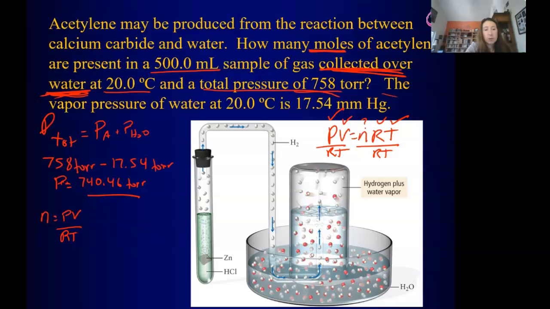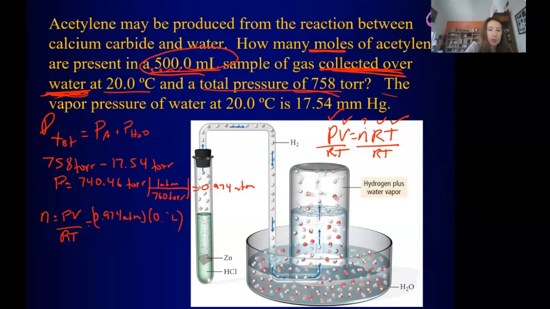Our pressure, unfortunately, we have to fix. Right, got to fix that. So divide by 760. I got 0.974. So our pressure is 0.974 atmospheres. Our volume's in milliliters, 1, 2, 3. That's 0.5 liters. However you do these conversions at this point, it's really personal choice. I'm not going to make you do them one way or another. You have already developed a way that works best for you.